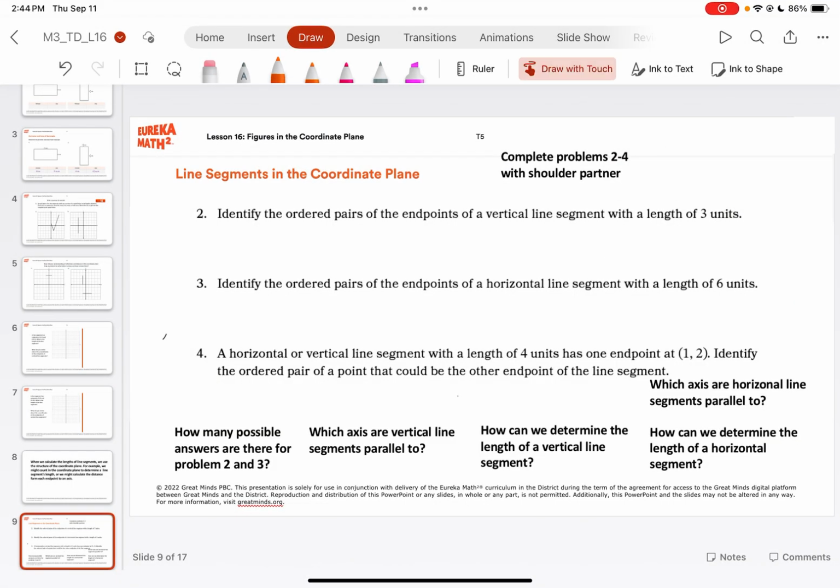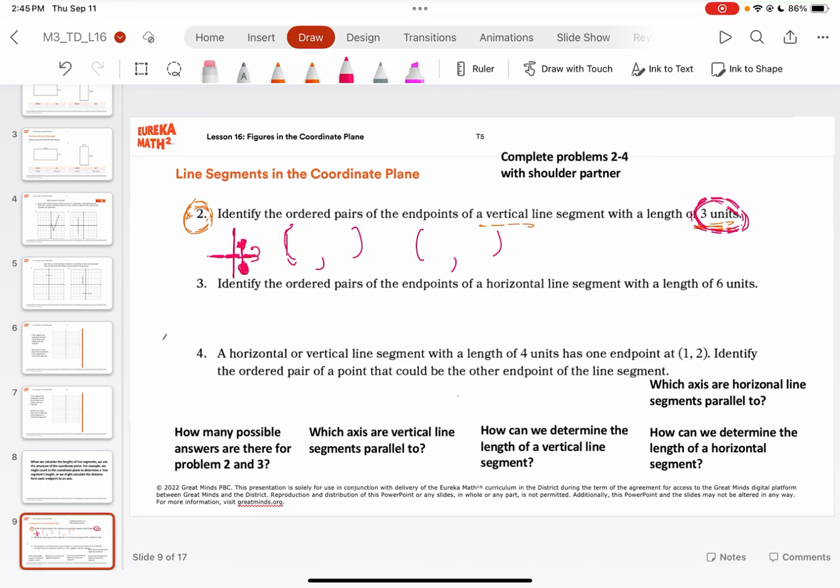Alright, so we are on lesson 16, problem number 2. Identify the ordered pairs of the endpoints of a vertical line segment with a length of 3 units. So here is my coordinate plane. To be a vertical line, I have to be up and down, meaning my x coordinates are going to be the same. So I'm creating 2 ordered pairs to represent each endpoint, and I know they have to equal 3 units. So from here to here must be 3 units, okay?